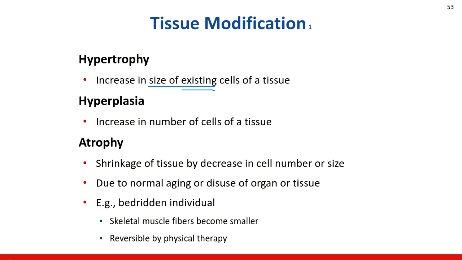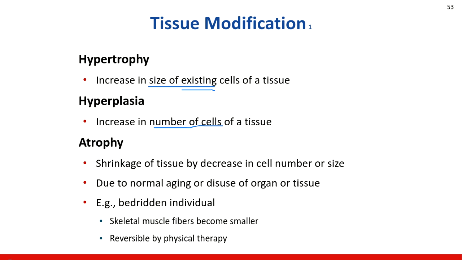When we see an increase in the number of cells, an example of that would be when the uterus is growing, when a mother is pregnant, that is hyperplasia. So an increase in the number of cells is hyperplasia. Hypertrophy is an increase in the size of the existing cells.